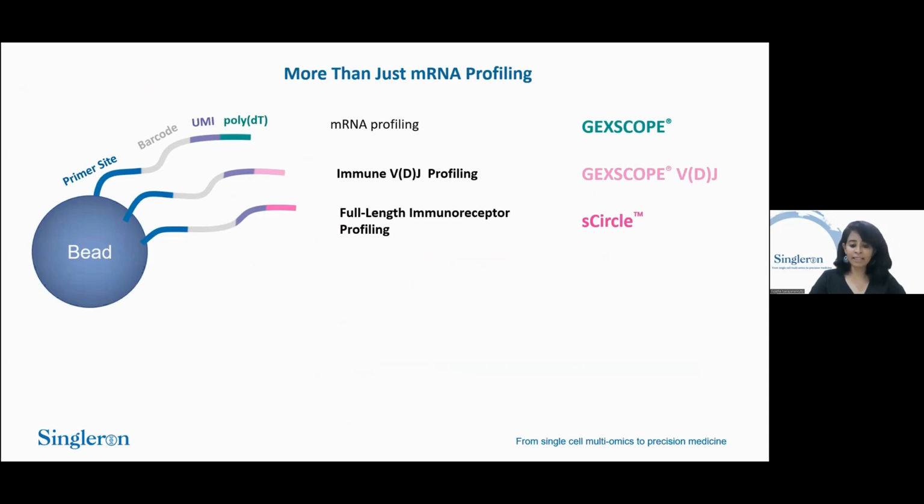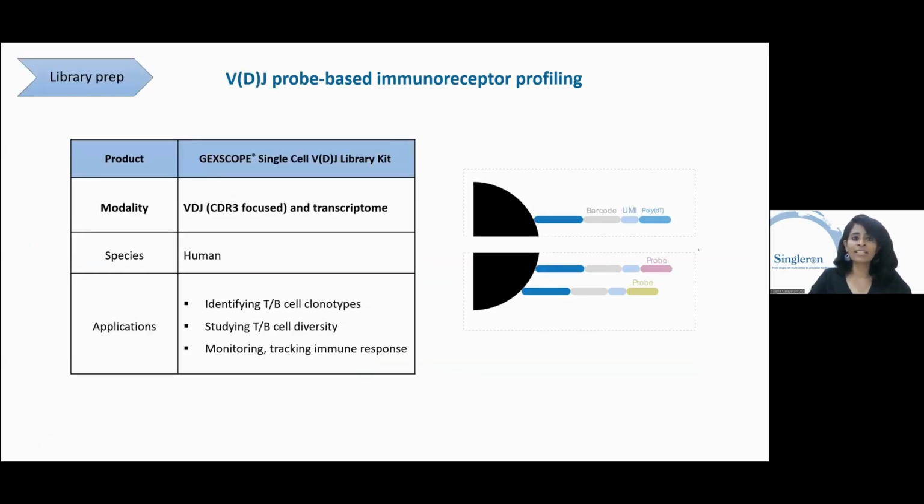And then the other thing you may want to do if you're working with a tumor, interested in the immune cells and the immune microenvironment, we have two kits to profile this. The first one is a VDJ-based kit. And here, if you're interested in the CDR3 region, for example, want to know the T cell and B cell clonotypes or the cell diversity, just monitoring the immune response, this would be a kit you can consider. So along with the transcriptome, you also get CDR3 regions of the T cells and B cells.